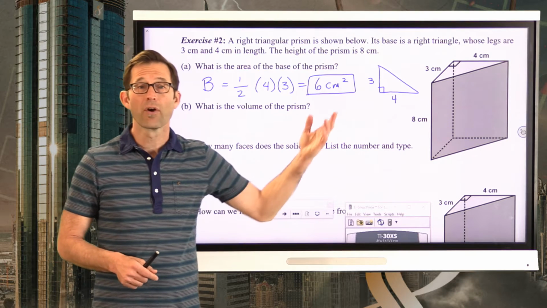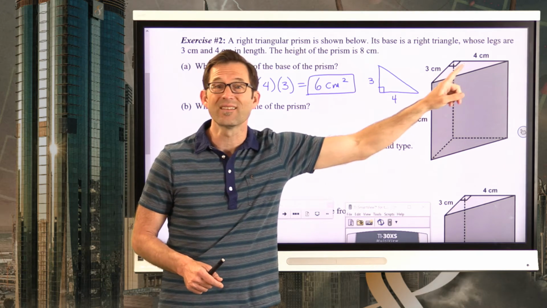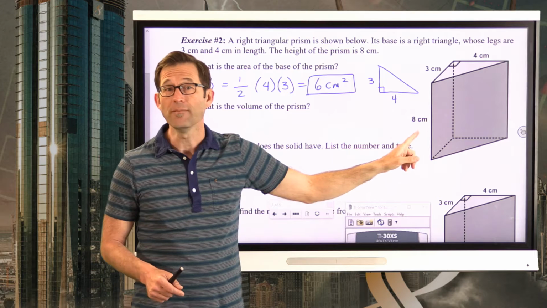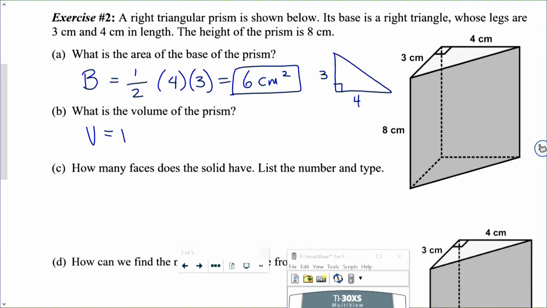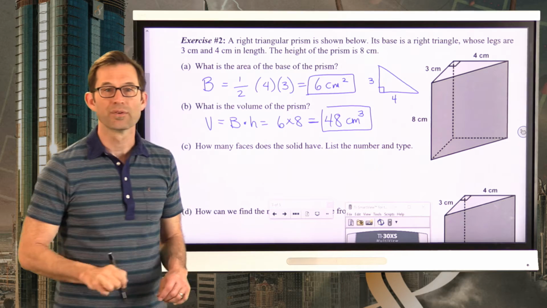All right, well, we have our base area. It's 6 square centimeters. Literally 6 cubes could sit on that base. We've got the height. It's 8 centimeters. So here we go. The volume is the area of the base times the height. So that's going to be 6 times 8, and that's going to be 48 cubic centimeters. Oops, that really was supposed to be a 3, but it turned out looking like a 2. There we go. 48 cubic centimeters.